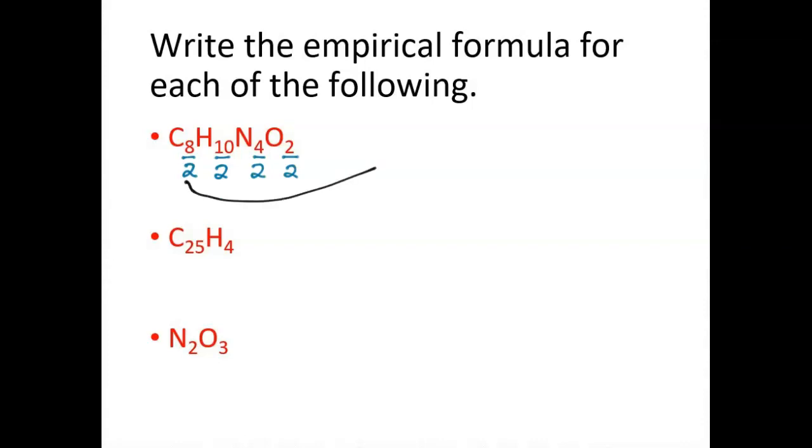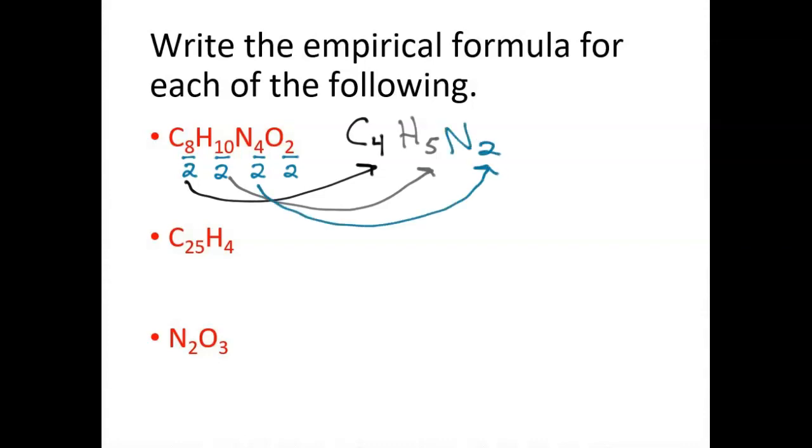So 8 divided by 2 is 4, so I'm going to say C4. Okay, 10 divided by 2 is 5, so I'll say H5. Four divided by 2 is 2, so it's going to be N2. And then for oxygen, 4 divided by 2 is 2, so I'll say O2. So there's my empirical formula. It's the simplest ratio.